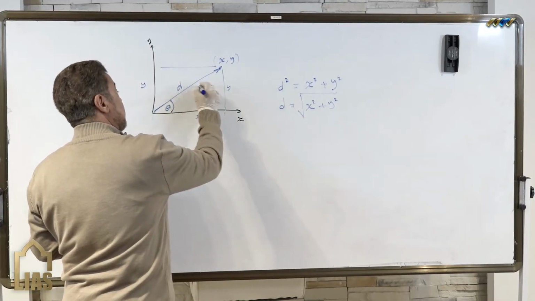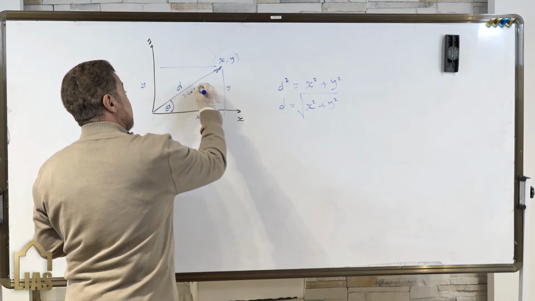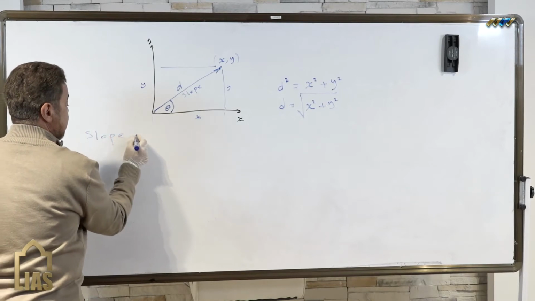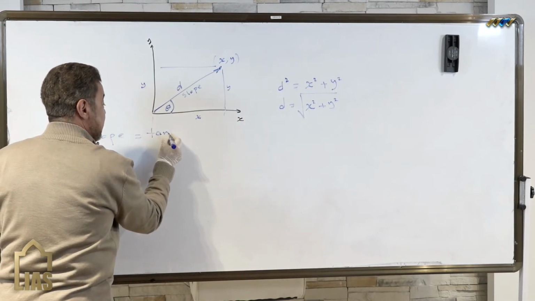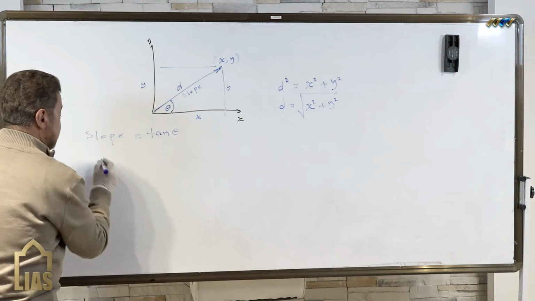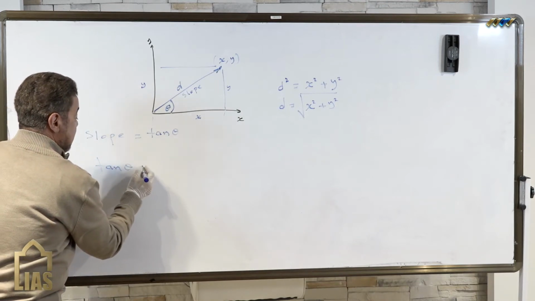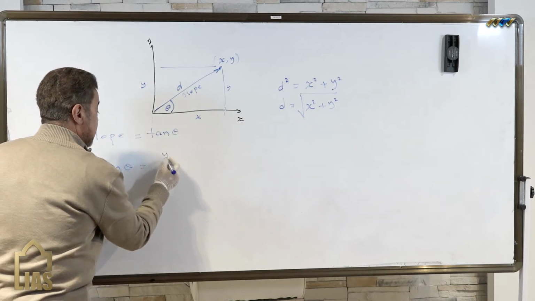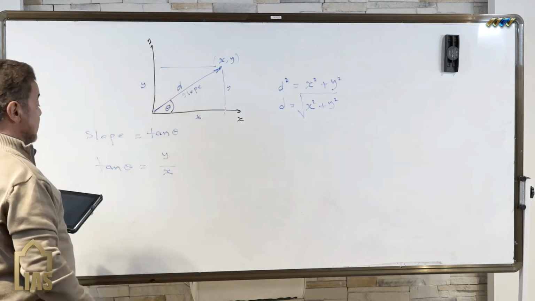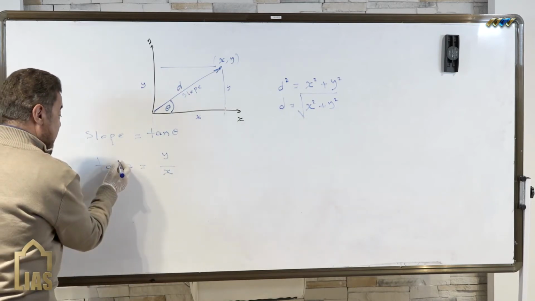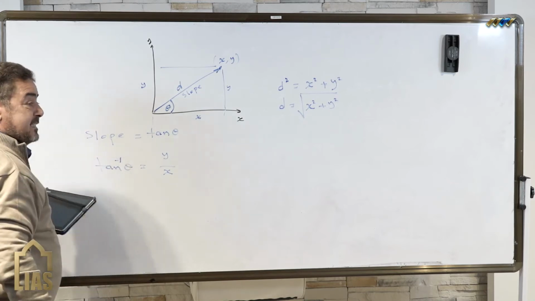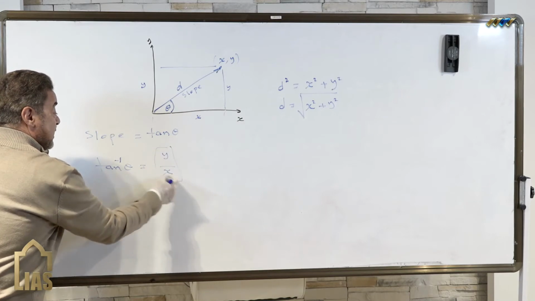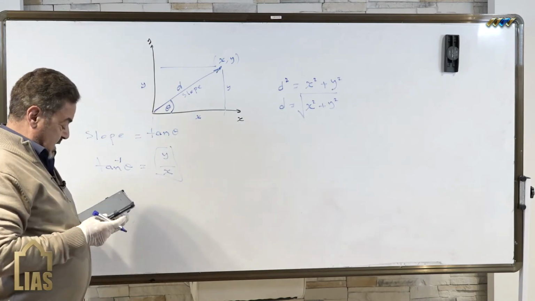And this is the slope. The slope is tan theta. In this way, it's y over x. We explained this: tan inverse of theta is y over x. Okay.